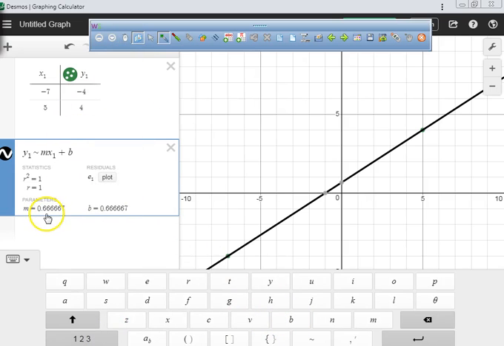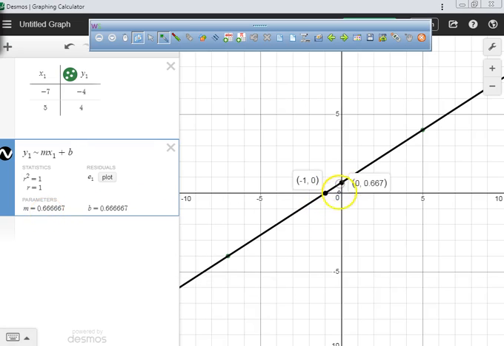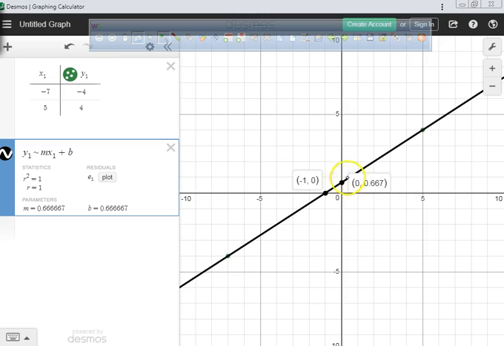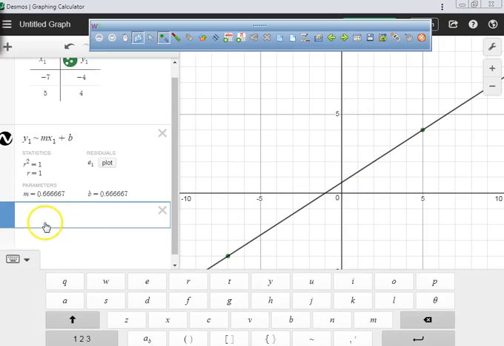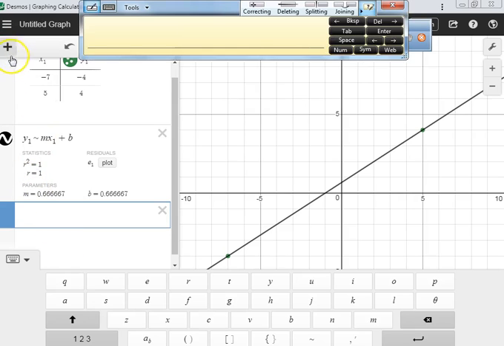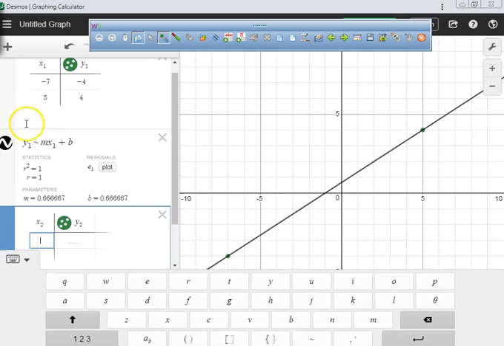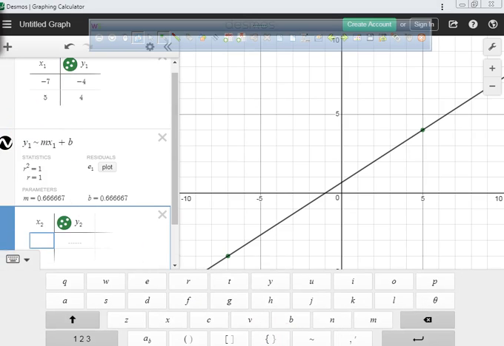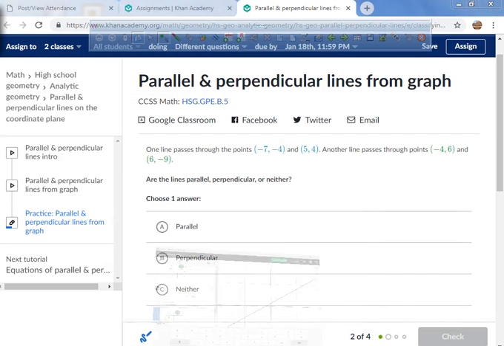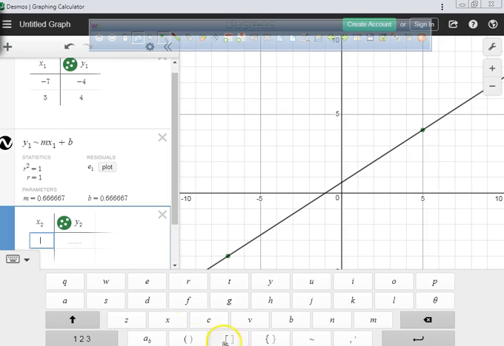That interprets the slope. Notice, you can see the slope now. It's at 0.6 repeating. And it plots the x-intercept and the y-intercept. Now, the next thing I'm going to do is make another table. So what am I going to do? Hit plus. I'm going to add a table. And what's my other table? It's -4, 6, and a 6, -9.